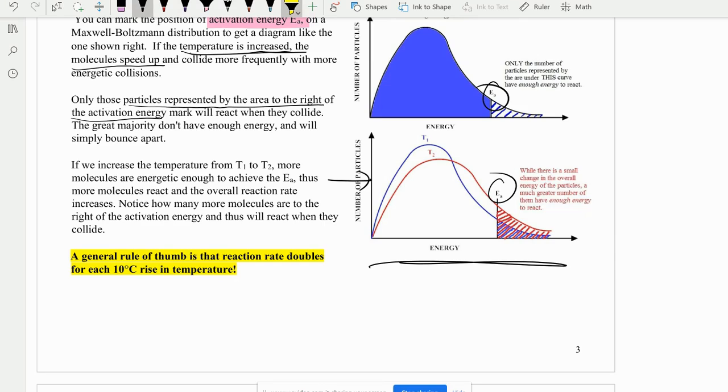General rule of thumb is that the reaction rate doubles for each 10 degrees Celsius increment that you increase the temperature, okay? So rate doubles for every 10 degrees Celsius that you increase. Okay, guys, so this was the introduction of factors that affect chemical reactions, what effective collisions mean, how that relates to activation energy, and all that good stuff.